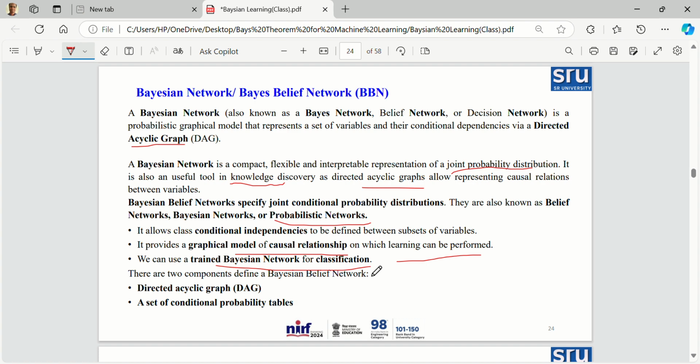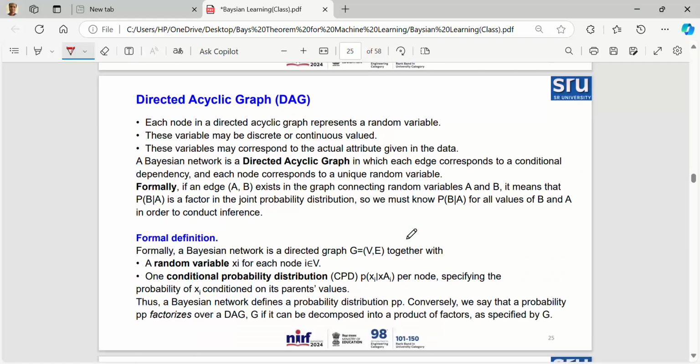There are two components defined in a Bayesian belief network. One is the directed acyclic graph, DAG, and the second is a set of conditional probability tables. In a directed acyclic graph, each node represents a random variable. That variable may be discrete or continuous valued. These variables may correspond to the actual attributes given in the data.